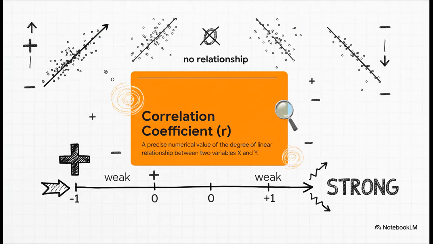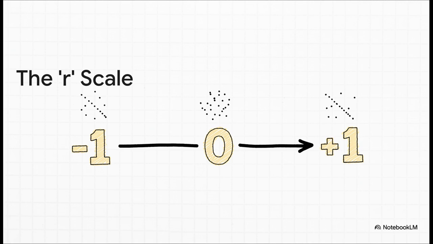Pearson gave us this thing called the correlation coefficient, which we just call R. Now, this number will always be somewhere between -1 and +1. The sign, if it's positive or negative, tells you the direction. And how close the number is to 1 or -1, well, that tells you how strong the relationship is. This scale right here is probably the most important thing to remember about R.